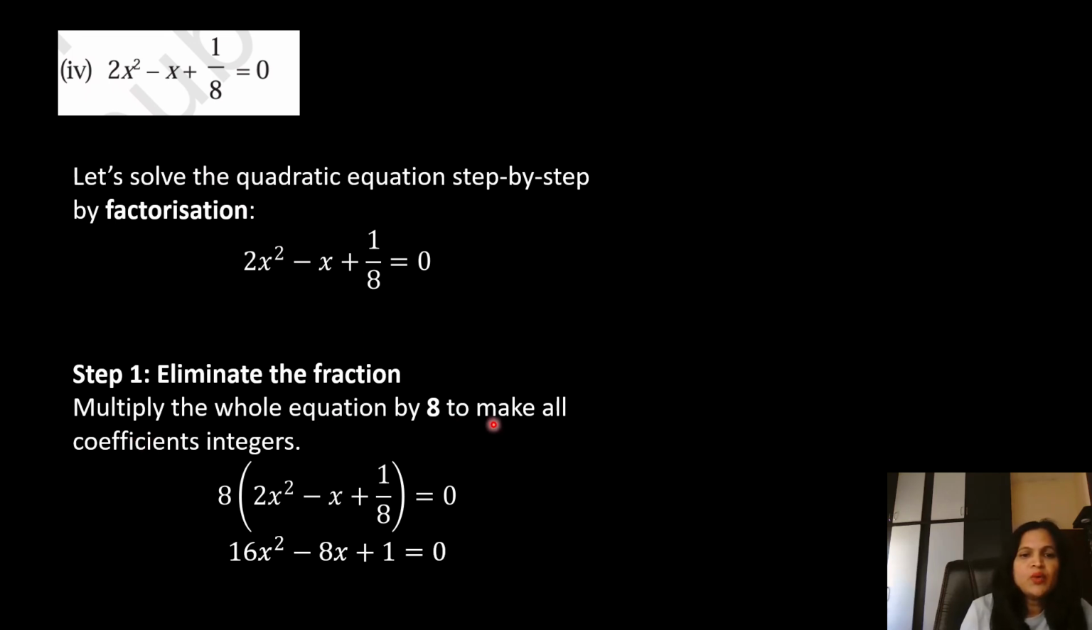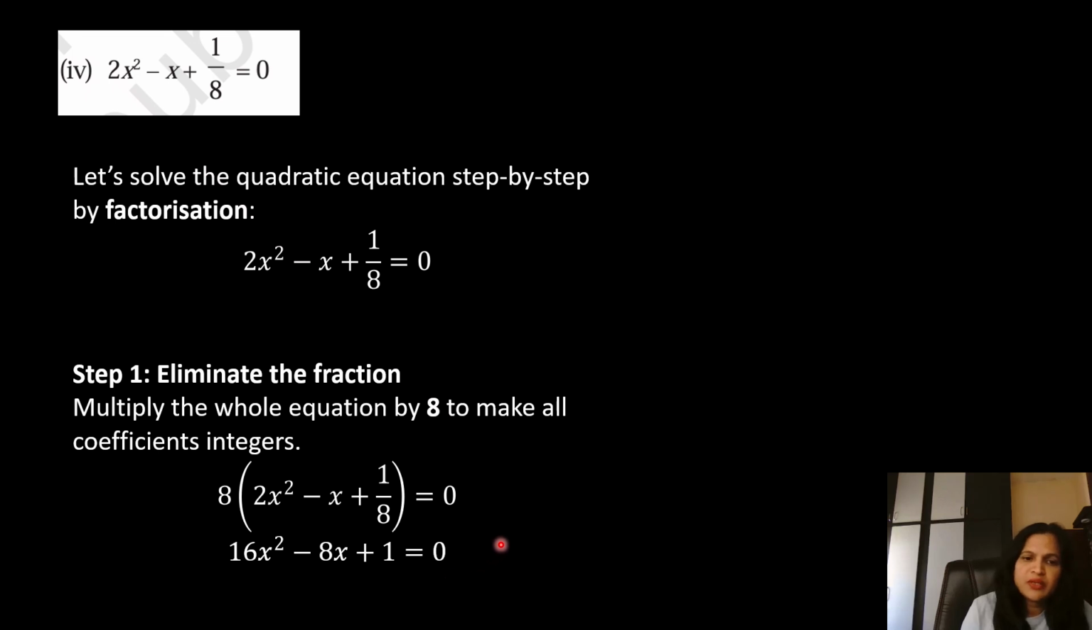Multiply the whole equation by 8, because here the denominator is 8. That's why you multiply the whole equation by 8, to make all coefficients integers, not fractions. 8 into the whole equation, 2x square minus x plus 1 by 8, bracket close, equal to 0. 8 2s are 16x square. 8 into minus x is minus 8x. 8 into 1 by 8, the 8 gets cancelled, 1, equal to 0.